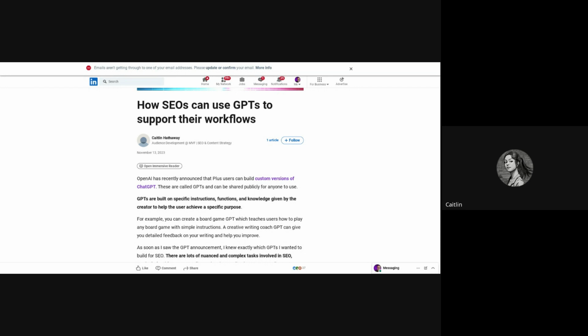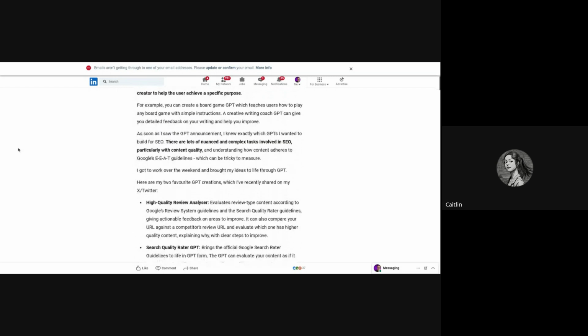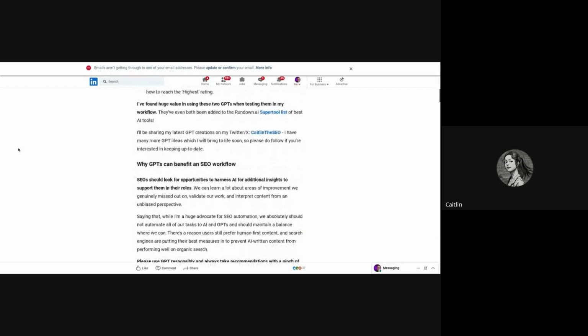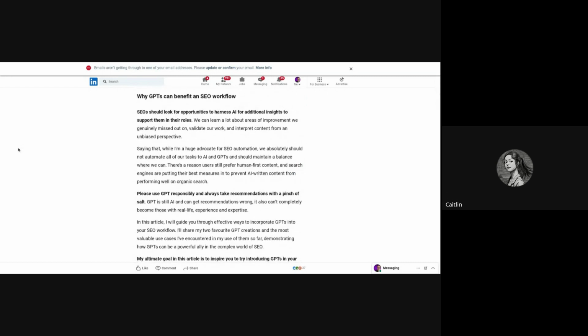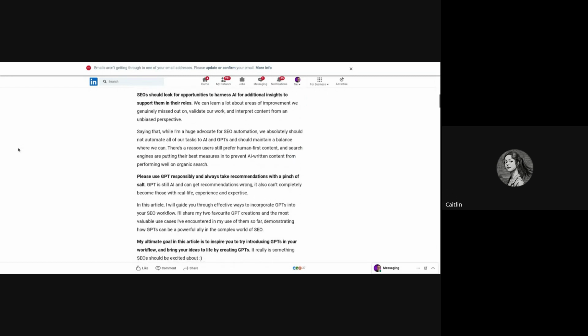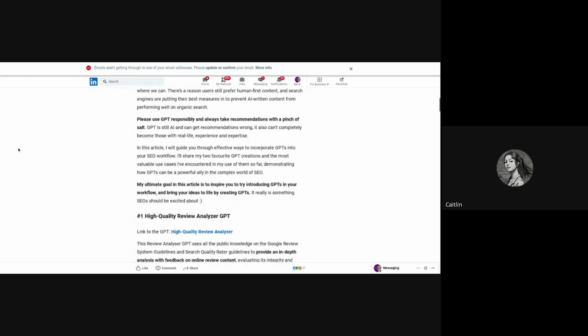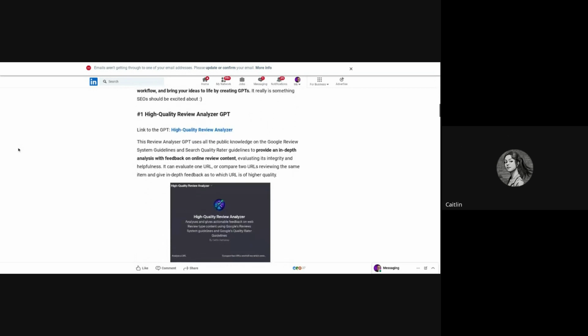You can scroll down if you want, but it's all going to be a lot of text, then screenshots about how it would work. But the first thing I made, because of the review update that had happened, I think a week ago now, or a couple of weeks ago at most, I made a GPT specifically for that.